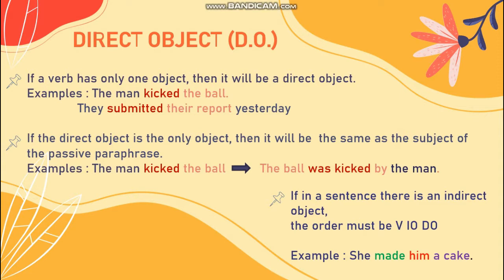And then, if in a sentence there is an indirect object, the order must be verb, indirect object, and the last one is direct object. If the order is different from this, that sentence is incorrect. The example for the correct one is: she made him a cake. Made here is the verb, him is the indirect object, and a cake here is the direct object.